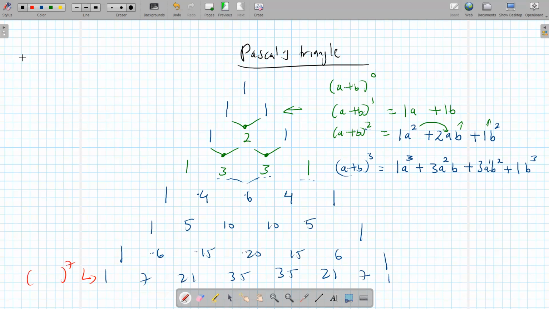So let's say we want to evaluate what a plus b to the power of 7 is. And it's pretty simple using this Pascal's triangle. No one is going to multiply these guys 7 times. The first term is going to be 1a^7. The next term, look at the coefficient 7. It's going to be 7a^6b^1.